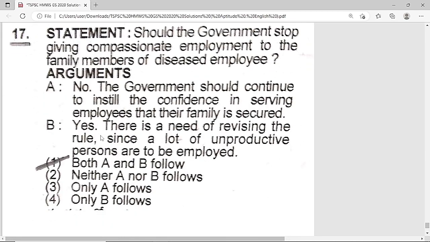So now we are going to discuss the last question of this lecture. See the question here. The statement is, should the government stop giving compassionate employment to the family members of the deceased employee?